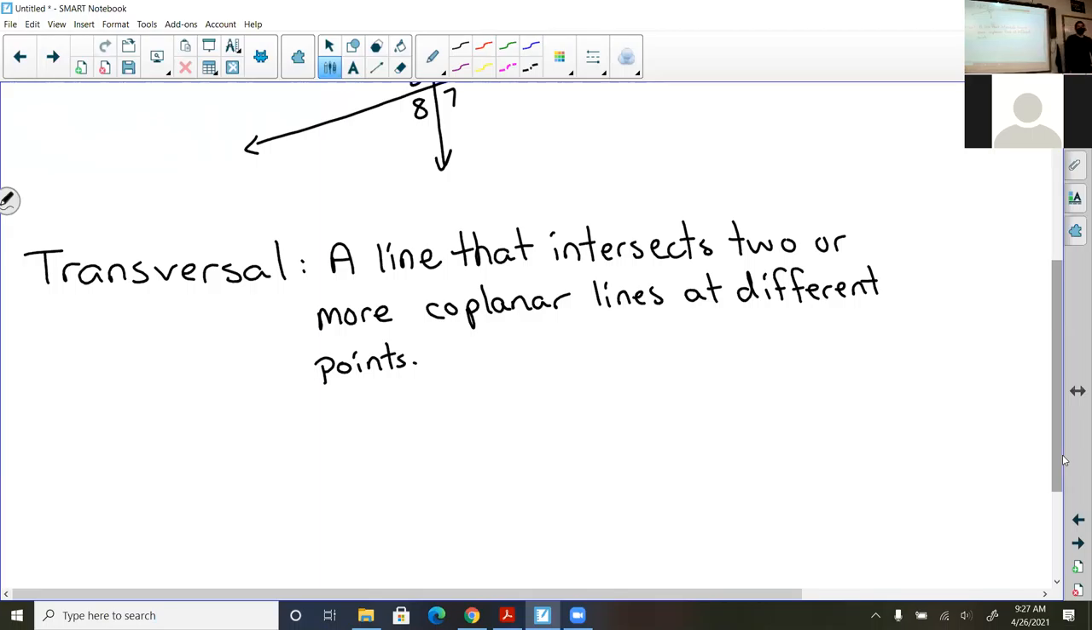So the definition of a transversal is when you have a line that intersects two or more coplanar lines at different points, aka a line is going through two lines. As soon as you have that happen, that line that is intersecting the two or more lines is our transversal. Due to that transversal, we're then going to have relationships.